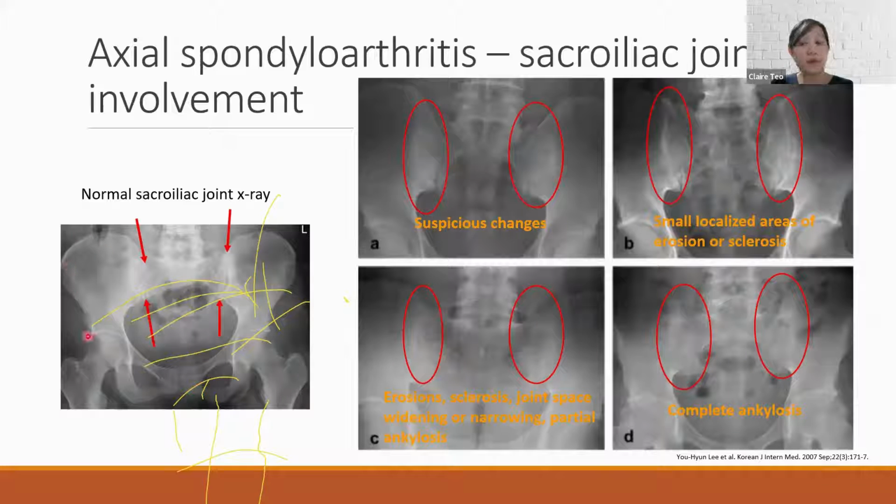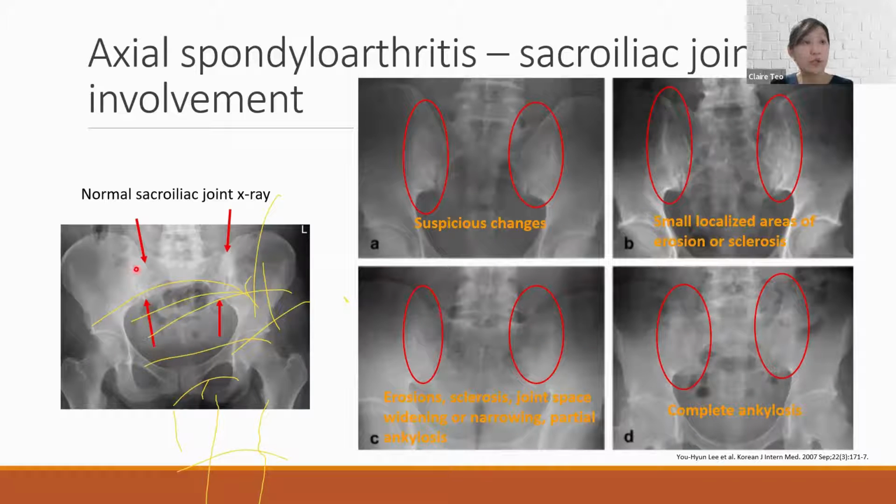This is a normal sacroiliac joint X-ray. These are the sacroiliac joints over here. As you can see, there is space between the two bones, which is known as the joint. So there should be a space over here, and there are no erosions or sclerosis seen, which I'll go through later.